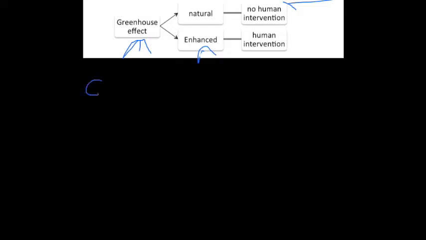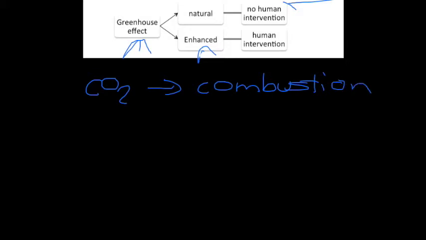So CO2. We're used to being told if we drive less, we'll have less CO2 emissions. So anything that's combustion, and that includes cars and industry where we're burning things. The combustion of fuels produces CO2. Other things that we know cause the enhanced greenhouse effect are methane, so CH4.